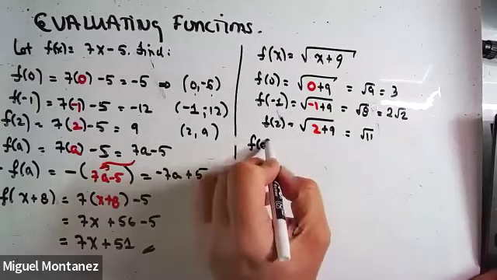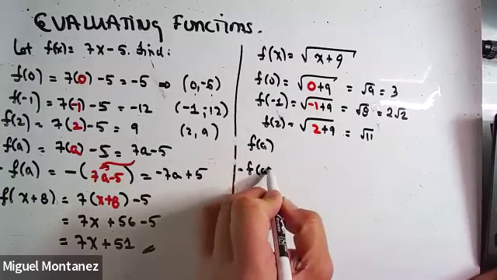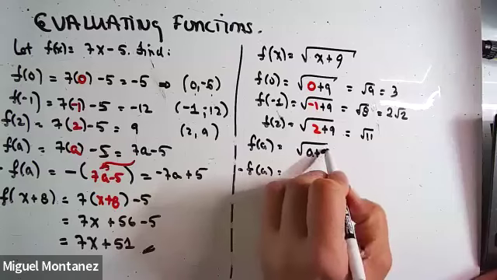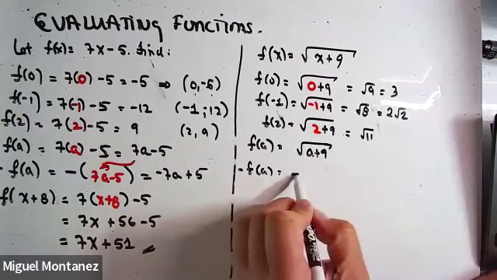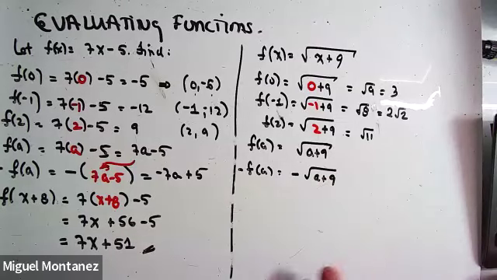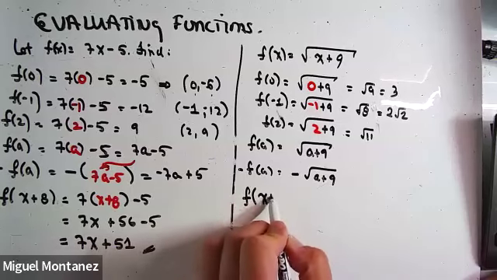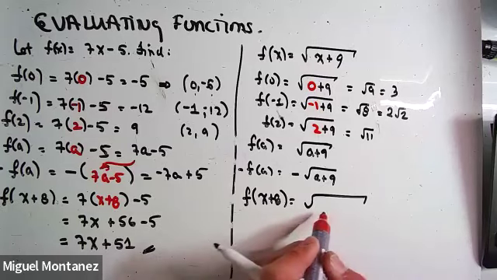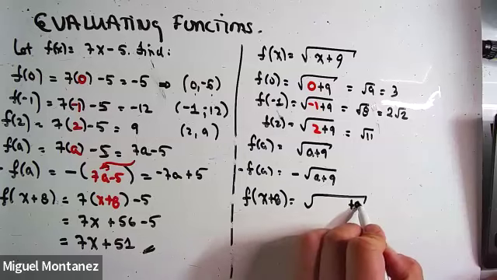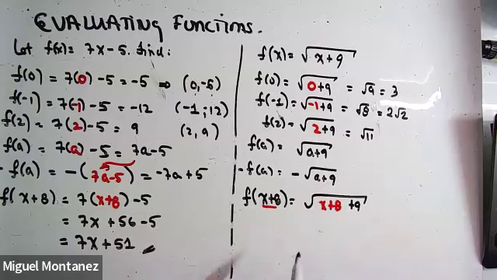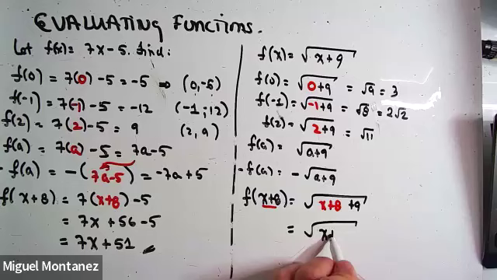And for the opposite of f of a, f of a will be the square root of a plus 9. There's nothing much to do here. And it will be the opposite of the square root of a plus 9. If I were to do f of x plus 8, that will be the square root of the input plus 9. What is the input? X plus 8. So what do we end up with? The square root of x plus 17, and we are done.